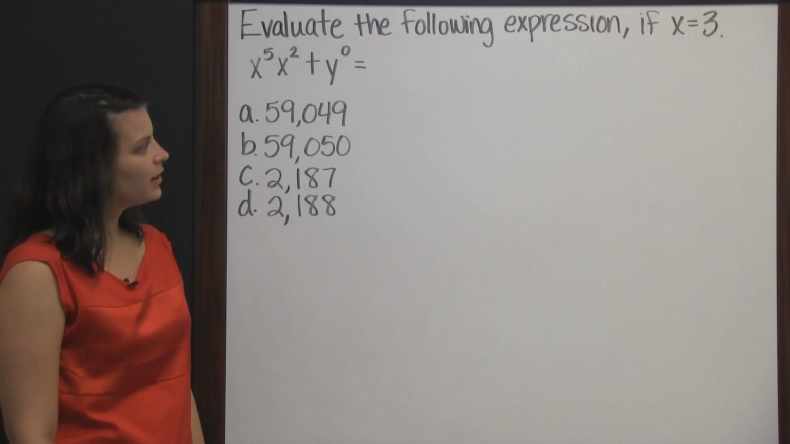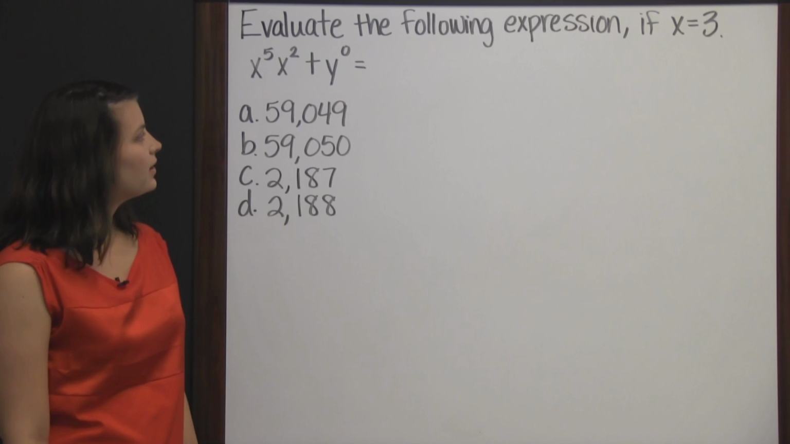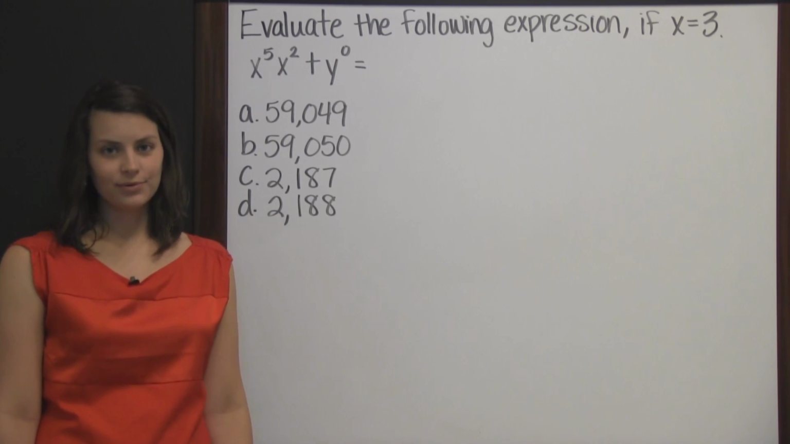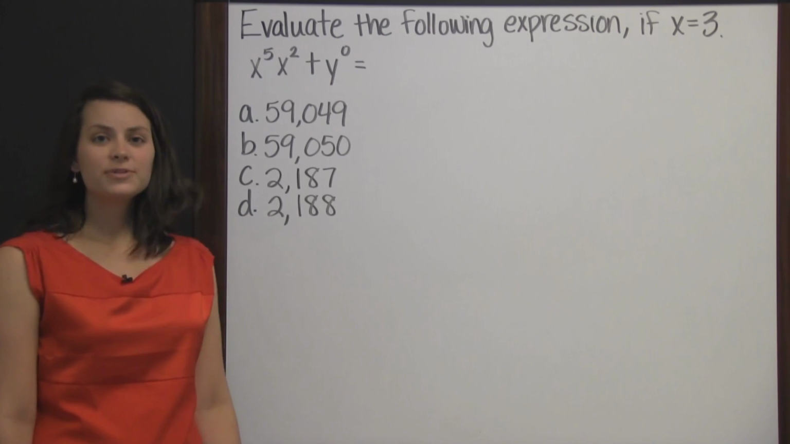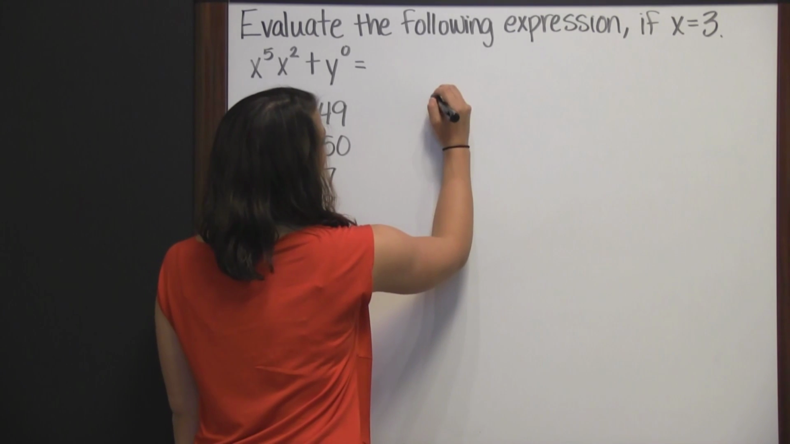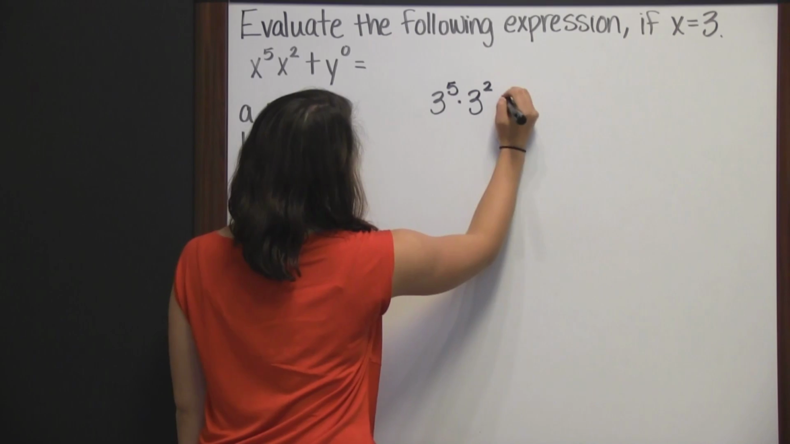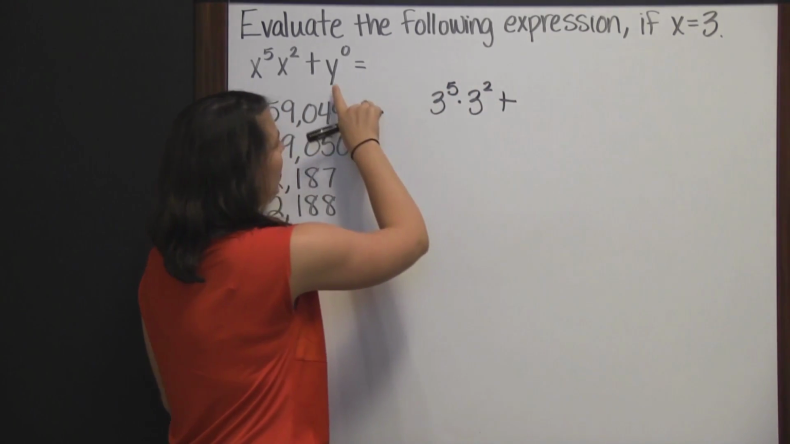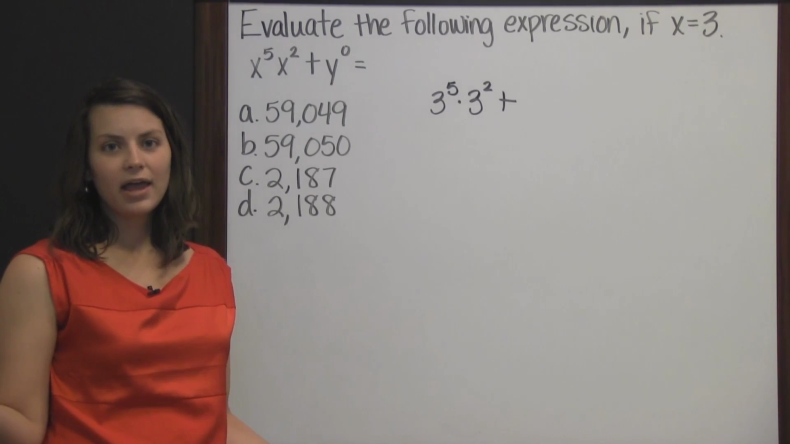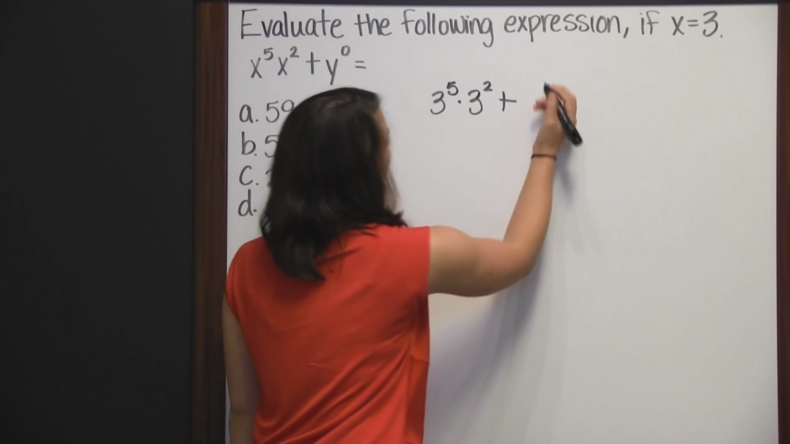Evaluate the following expression if x equals 3. X to the 5th times x squared plus y to the 0 power equals. So first we need to substitute 3 for x. So we have 3 to the 5th times 3 squared plus anything raised to the 0 power. Anything raised to the 0 power is 1.